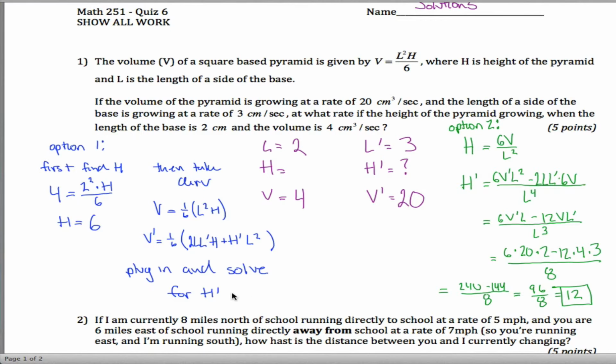So solve for h prime, maybe, and get h prime equals 12. Should get the same answer no matter how we do it. I'm not going to work this out because I trust that I did it right, or that somebody will catch it if I didn't. Get your answer here, then we're done.